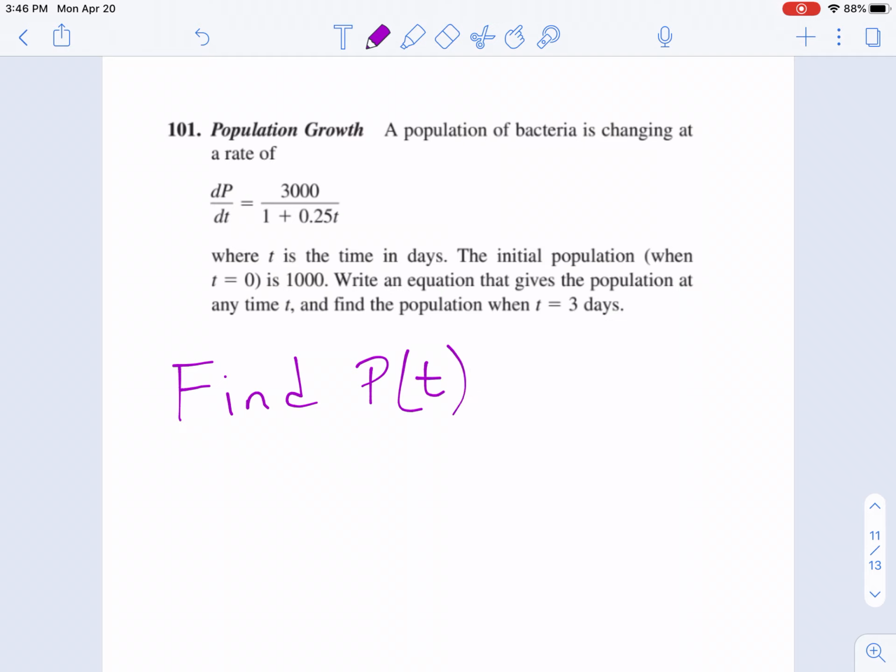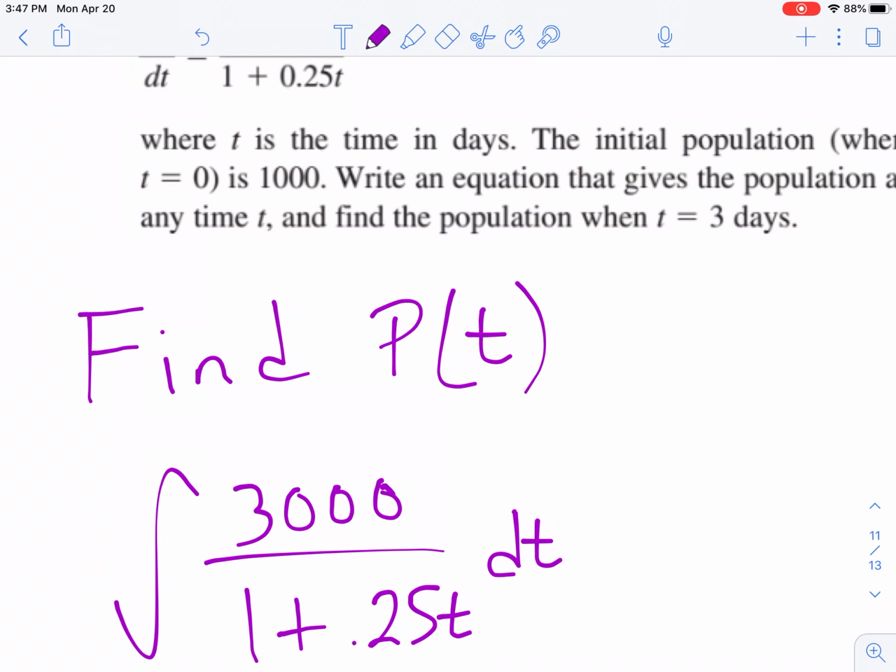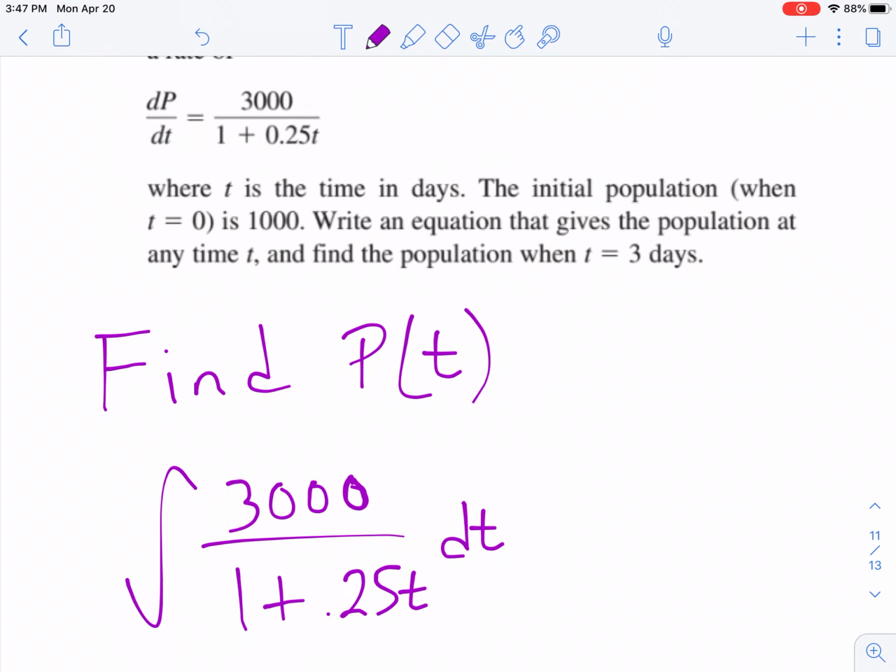So you're given the derivative, it wants you to find the original, which means you have to do the integral. Okay, so we have to integrate that function above, dp dt. So we have to do the integral of 3,000 over 1 plus 0.25t dt. Now to do this, we're going to need to do a u substitution, as we've been seeing in most of these problems all the way along.